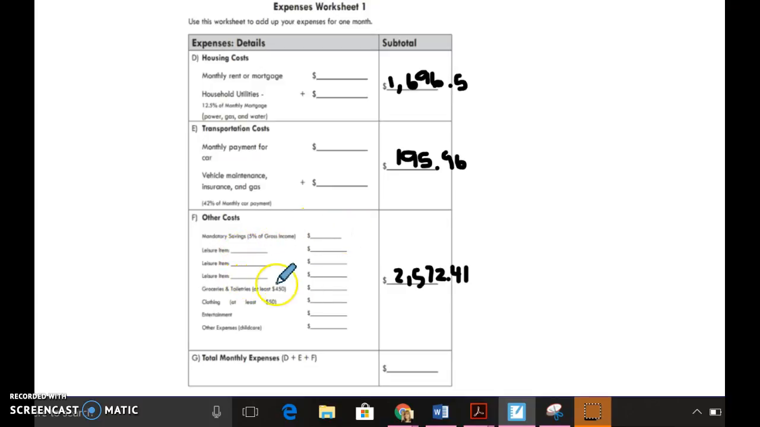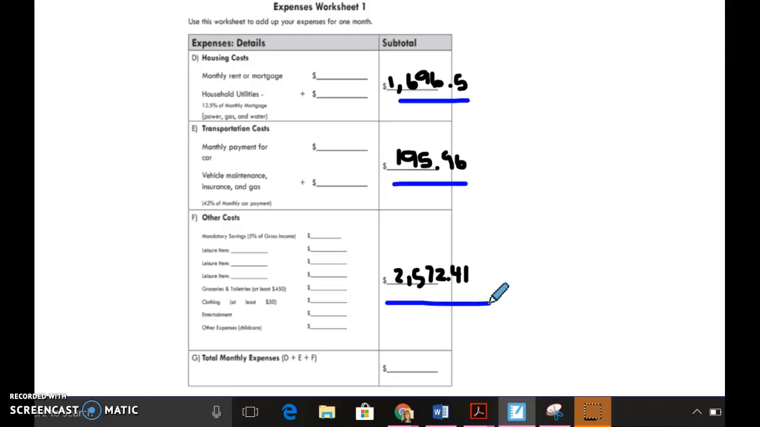Then you did 5% of your gross income. You picked 3 leisurely items. You have groceries, at least $50 for clothing, entertainment, other expenses, if you decide to have childcare or if one of you is a stay-at-home parent, you added all those up and you have your total. Part G is the total monthly expenses. What are you paying for each month? And that is adding up the total for housing, the total for transportation, and the total for your other costs.